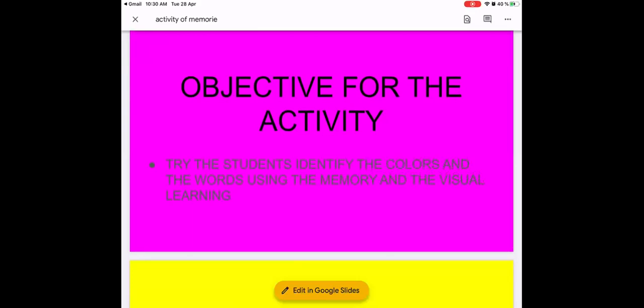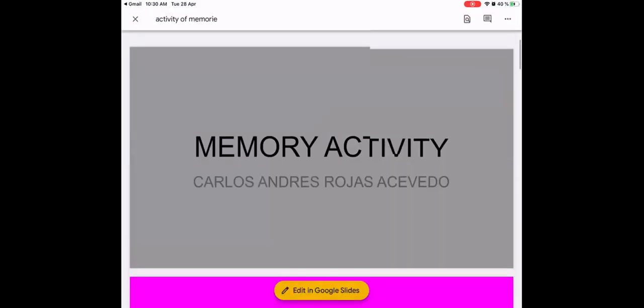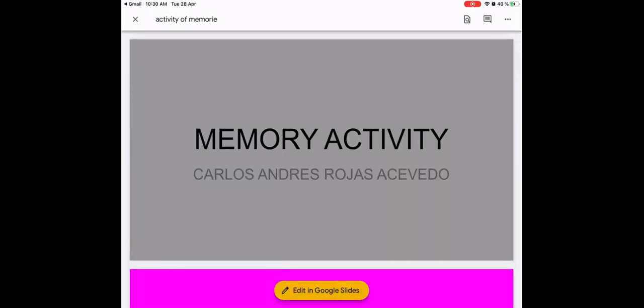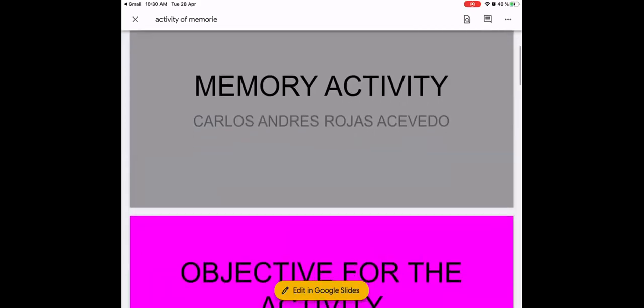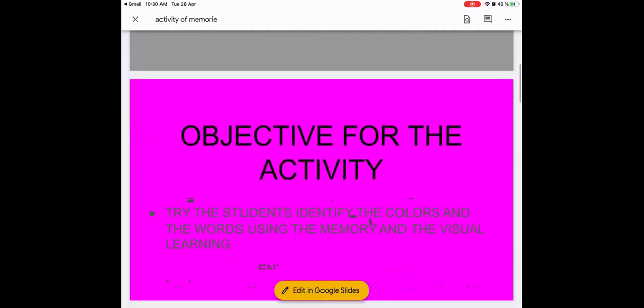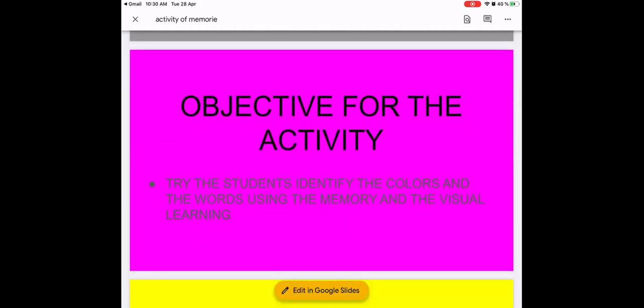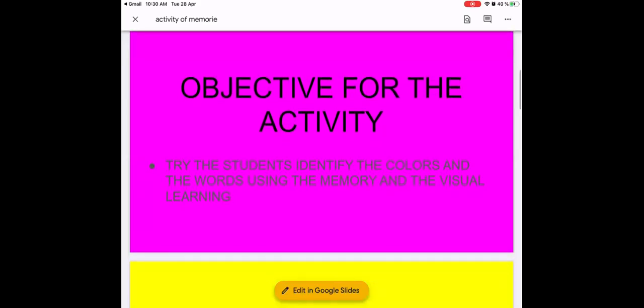For example, if you see the color yellow, you don't see the word, but in the presentation you see the word. The activity is that all the students identify and try to recall the word for the different colors of the activity. This is the activity, and the objective is that the students recognize, remember and use it for these two things, the memory and the visual learning. These are the two objectives of this activity, teacher.